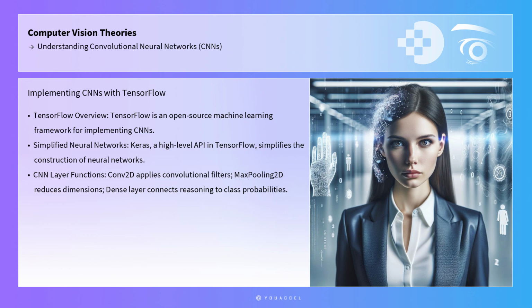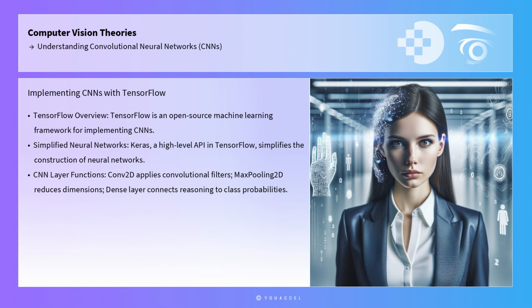One of the practical tools for implementing CNNs is TensorFlow, an open-source machine learning framework. TensorFlow provides a high-level API known as Keras, which simplifies the construction of neural networks. With Keras, professionals can easily define and train CNN models. For instance, building a CNN for image classification involves specifying layers such as Conv2D, MaxPooling2D, and Dense, which are integral to CNN architecture.